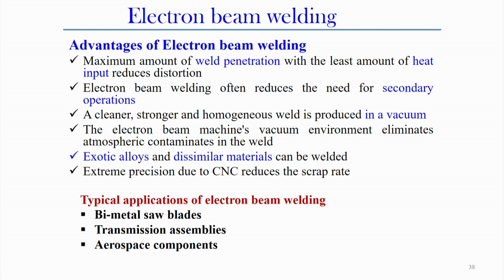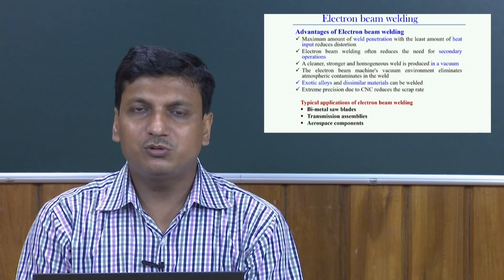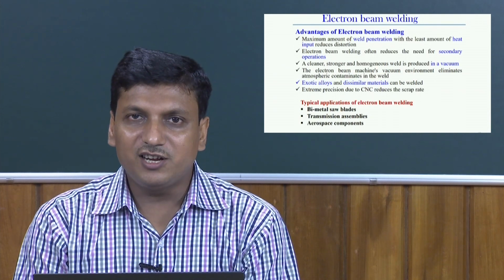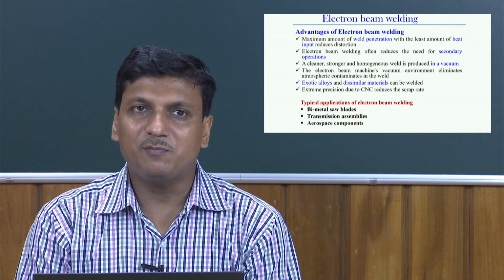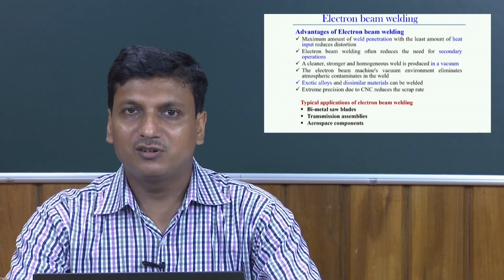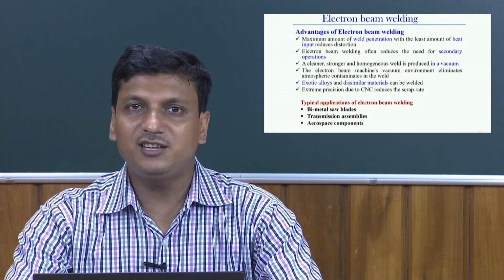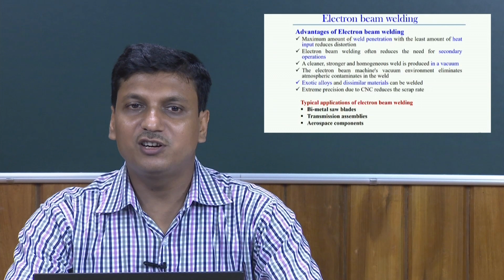Metals that are difficult to weld, which cannot be welded in other welding processes, or dissimilar combinations of materials, are more preferred using the electron beam welding process. Of course, there are some difficulties or issues in welding dissimilar materials using electron beam, but apart from that, many different types of dissimilar material combinations and difficult to weld materials can easily be done using electron beam welding.